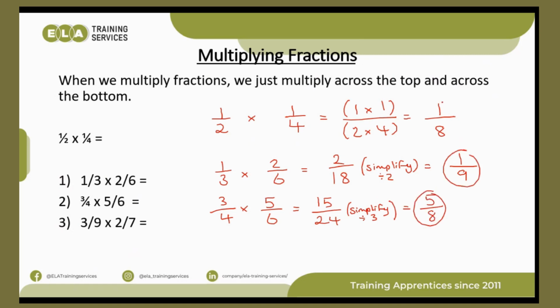Our answers. And then our last one, we've got 3/9 multiplied by 2/7. 3 times 2 is 6. 9 times 7 is, so an easy way to do it, 9 9s are 81. And then we're going to hop back 2 lots of 9s. So 72, 63. And we can divide by 3. So we've got 2 over 21. We've got our answer, 2/21. And that is how we multiply fractions.